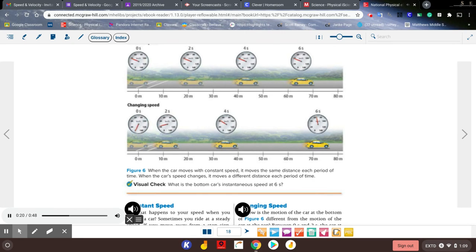As the car at the top of Figure 6 travels along the road, the speedometer above each position shows that the car is moving at the same speed at each location and time. Each second, the car moves 11 meters. Because it moves the same distance each second, its speed is not changing. Constant speed is the rate of change of position in which the same distance is traveled each second. The car is moving at a constant speed of 11 meters per second.